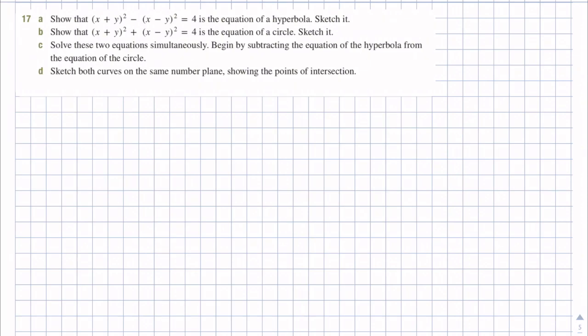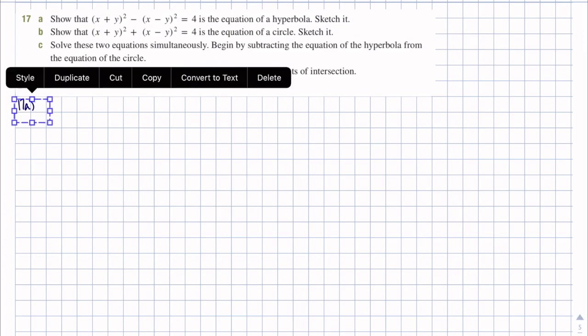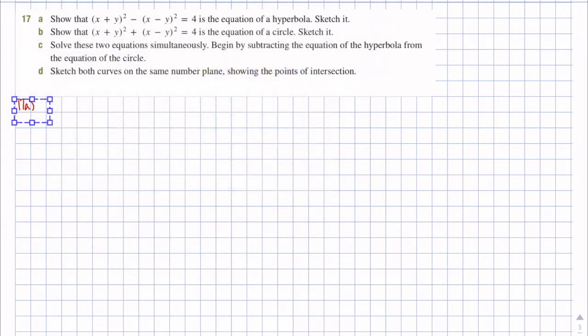Let's have a look at question 17. We'll do 17a. Show that this whole creepy looking thing here is a hyperbola. Well, the only thing I can think of doing is expanding both sides. I'm going to expand both sides first and then do the difference of two squares next and see what happens.